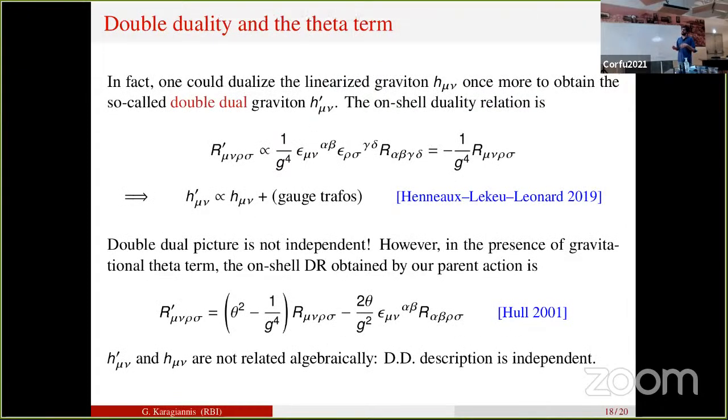Now, just to mention a little bit briefly also what the double duality is and what the relation of the theta term with double duality is.